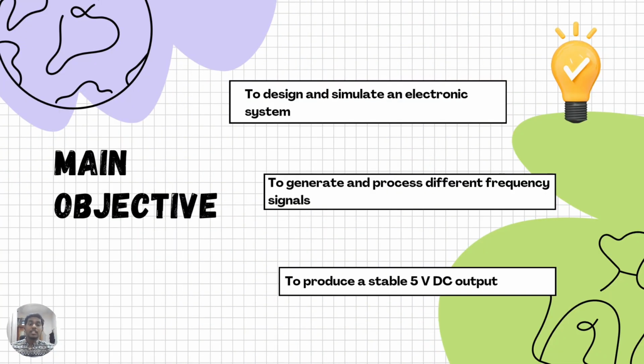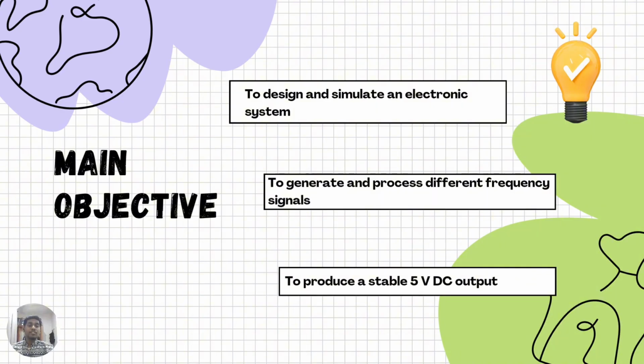The main objective for our assignment is to design and simulate an electronic system. This project is to design a complete electronic system, considering, like I said just now, an oscillator, an active low pass filter, a rectifier, and a voltage regulator.